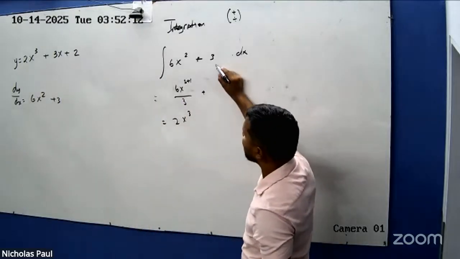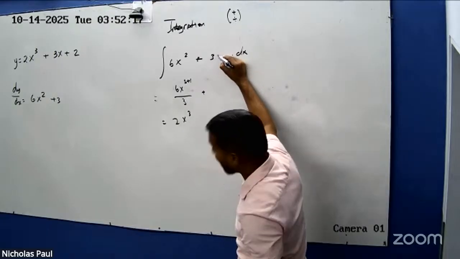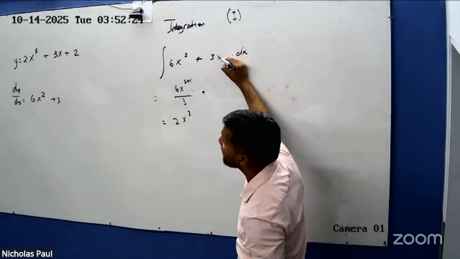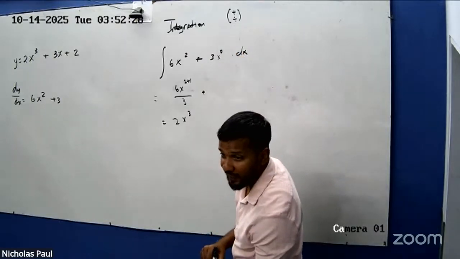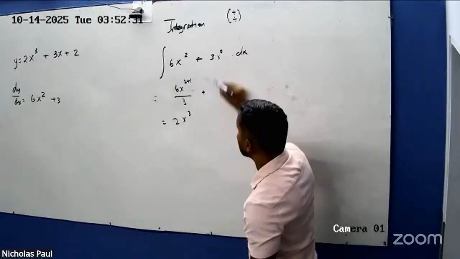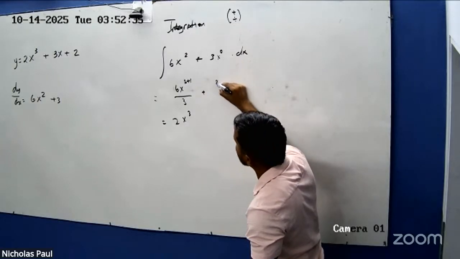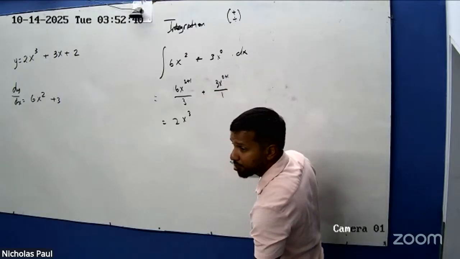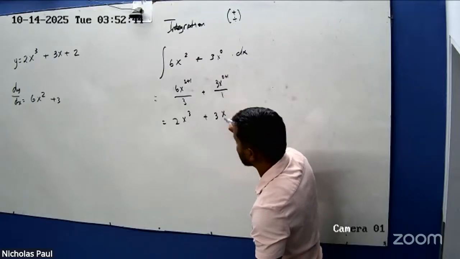Now, what's the integral of 3? Remember this is 3 by itself, so it is understood that we have x to the power 0 there. Anything to the power 0 is 1, right? So what will the integral of 3x to the 0 be? 3x to the 0 plus 1 over 1, so we'll end up with 3 over 1, which is 3x.